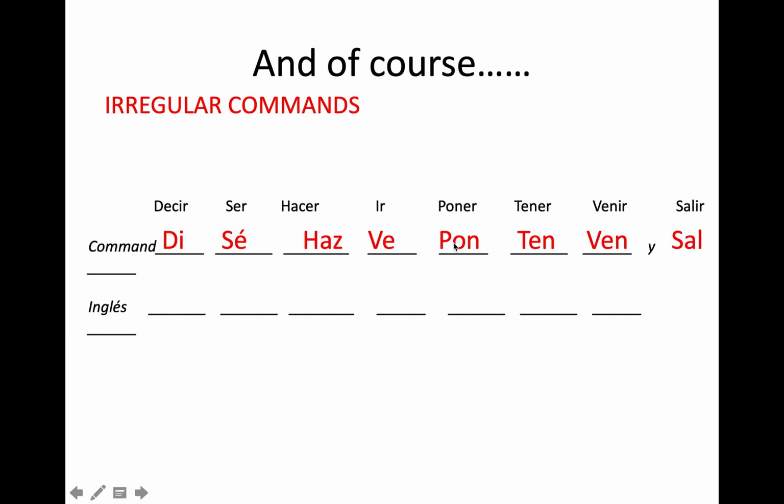Poner, pongo, take off the go. Pon la mesa, set the table. Tener, okay, take off the go, you're left with ten. Okay, ten paciencia, like I said earlier, have patience. Venir, vengo, take off the go, you're left with ven. And salir, salgo, take off the go, you're left with sal. So those are the command forms. So say, be, do, go, put, have, come, and leave is what they mean underneath them. Okay.